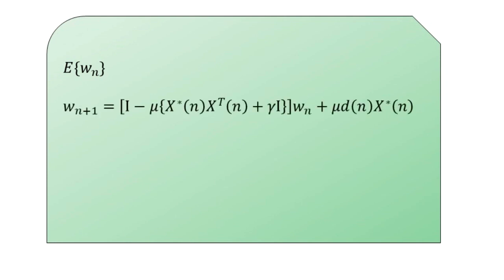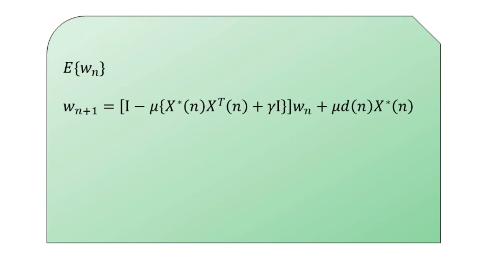Now if we make a simple substitution of our previous expression of the error signal e(n) into the previous expression here, at that time we have w_{n+1} equal to, we have I minus mu times conjugate of x(n) into the transpose of x(n) added by gamma into I. This square bracket is multiplied by the weight vector w_n, further added by mu into d(n) into the complex conjugate of x(n).